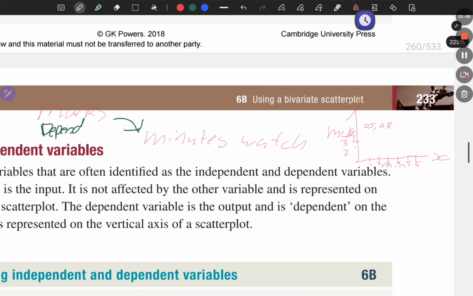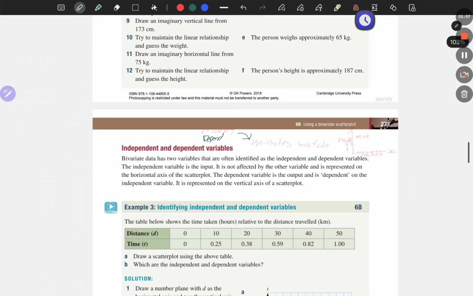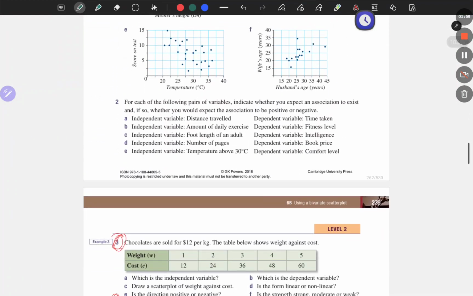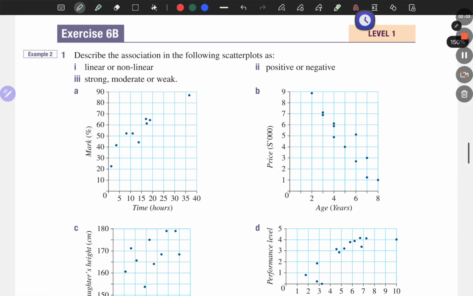Another thing to look out for is your independent values are always going to be on this X line, and your dependent values are going to be on the Y line, right? So if we have a question like this, what is the association of this? I would say this is moderate, linear, and positive, right?